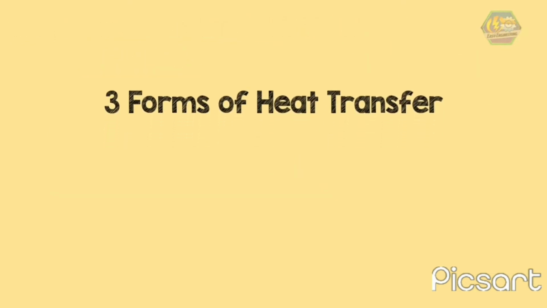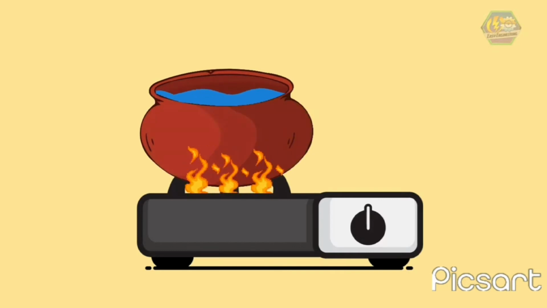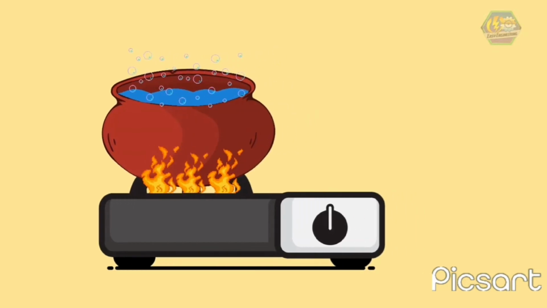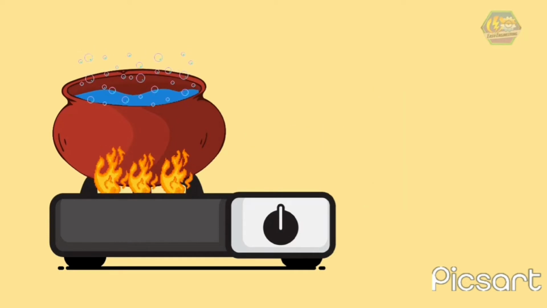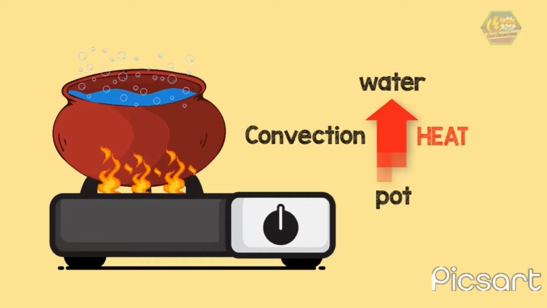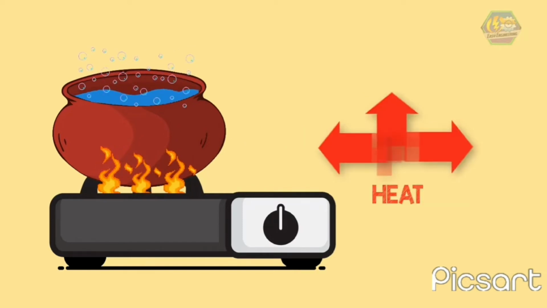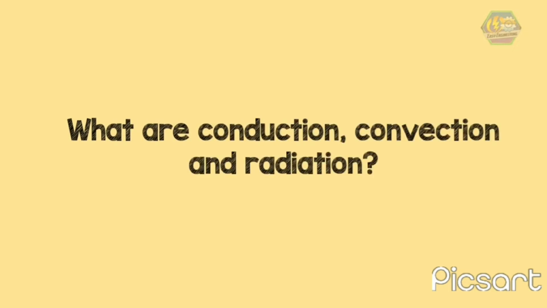There are three forms of heat transfer, namely conduction, convection, and radiation. In this condition, the conduction process occurs where the milk on the stove will transfer its heat to the pot. In addition, the convection process occurs when the heat from the pot will transfer heat to the water. And in the radiation process, the heat spreads through the environment. So, what are conduction, convection, and radiation? Let's discuss conduction first.